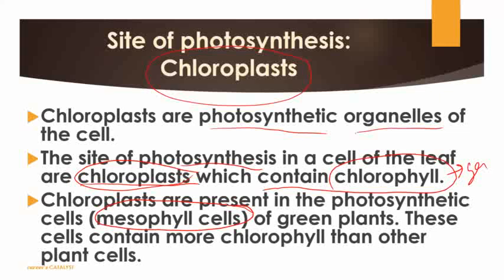This is the green part of the plant where the mesophyll cell is present, where the process of photosynthesis will be completed. These cells contain more chlorophyll than other parts of the plant. This mesophyll cell contains more of what? Chlorophyll than other green parts of the plant.